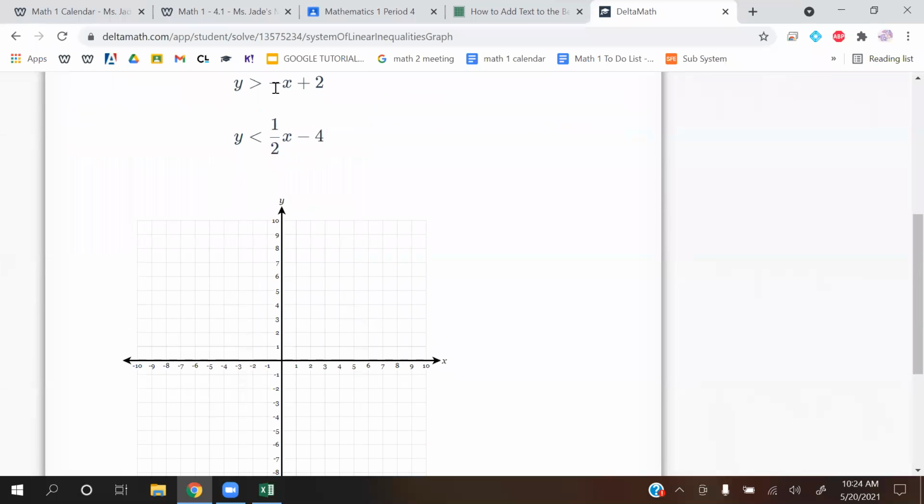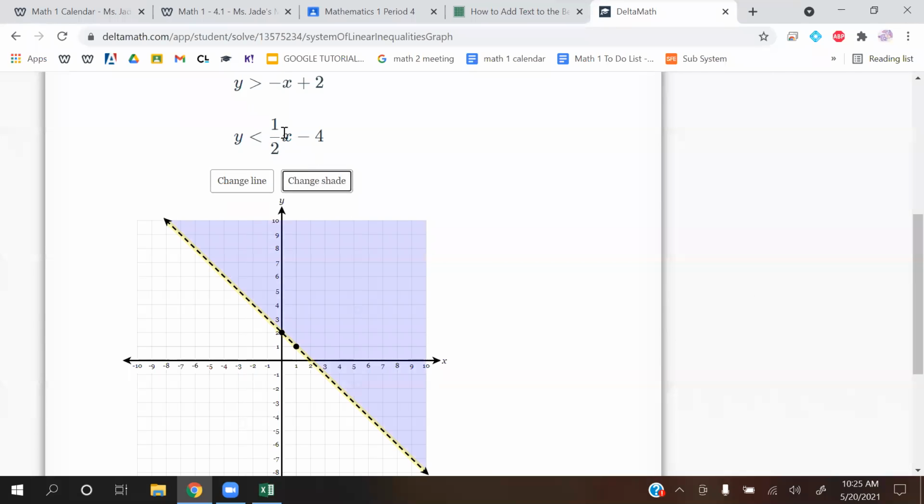We have y is greater than negative x plus 2. That's the same equation we just did. So 2 is your y-intercept. Negative x means the slope of negative 1. So down 1, right 1. And I want this to be a dotted line. And I want to be shading up. Dotted because there's no underline here. And up because it says y is greater than.